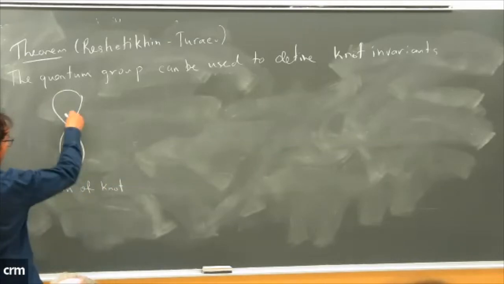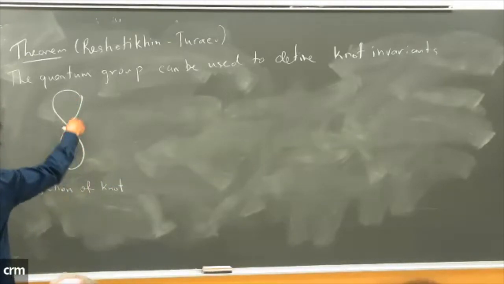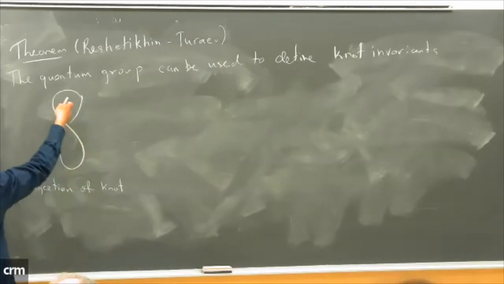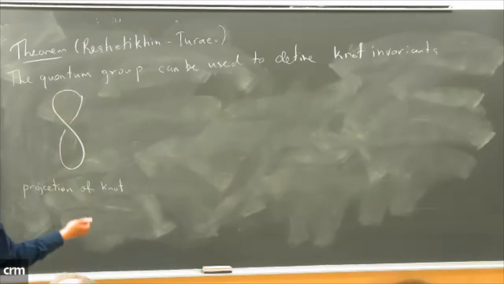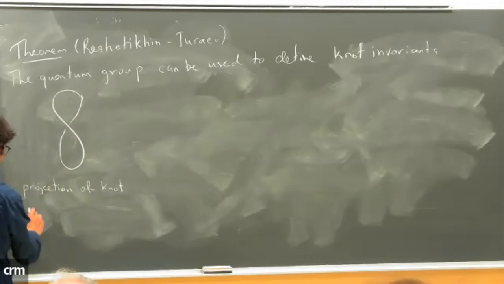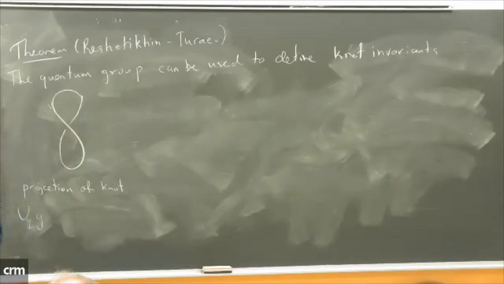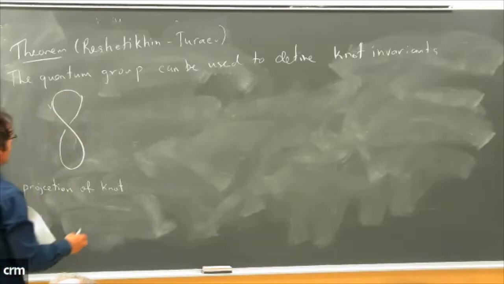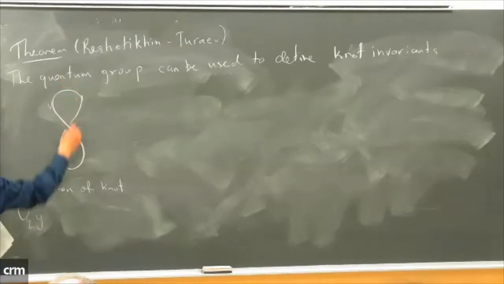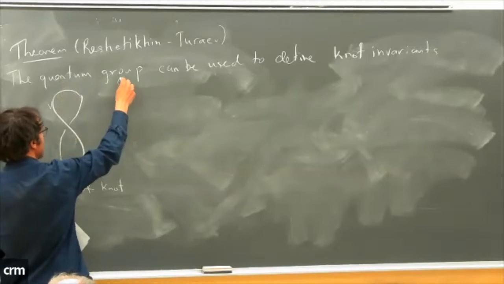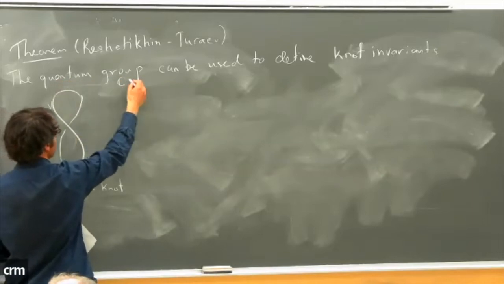We'll assume that each component of the knot or link is colored with a representation of our quantum group. So we have some fixed quantum group, U_q(G), and then we have some representation V along this knot. And then we're going to use this to define a knot invariant. The way we do it is we analyze this projection of the knot from top to bottom. We start here with the trivial representation because we see no tensor factors.